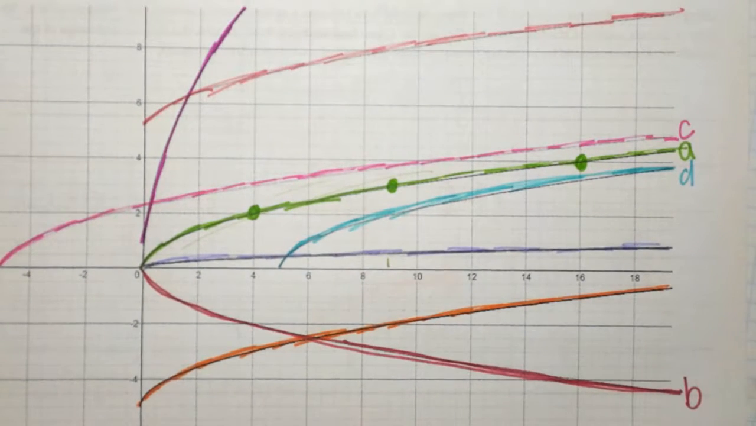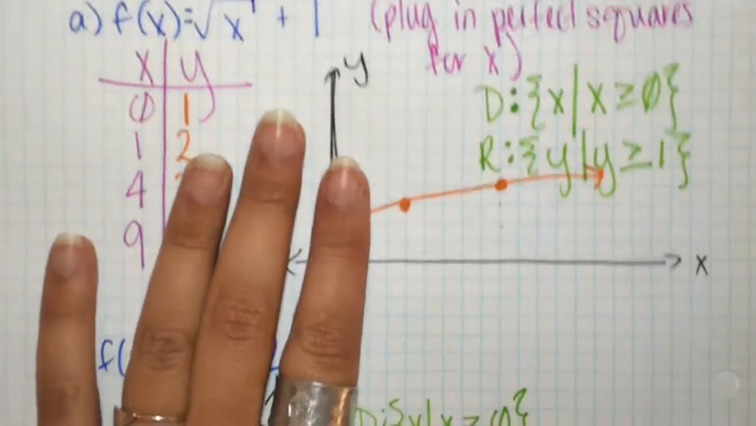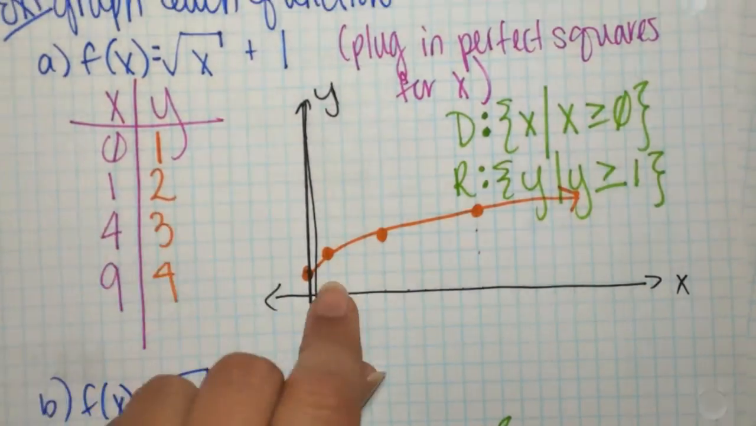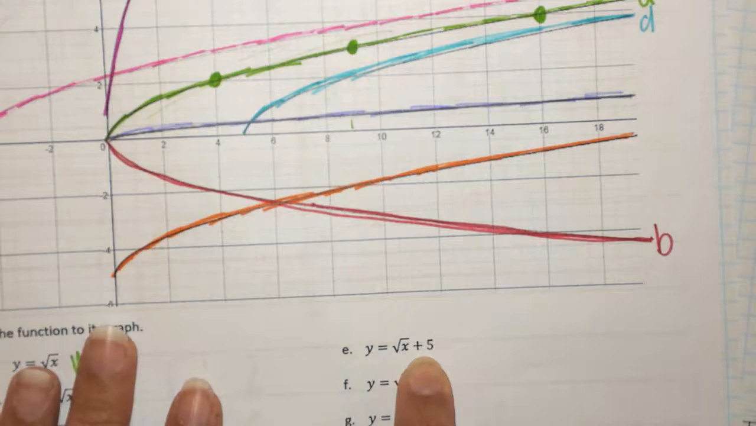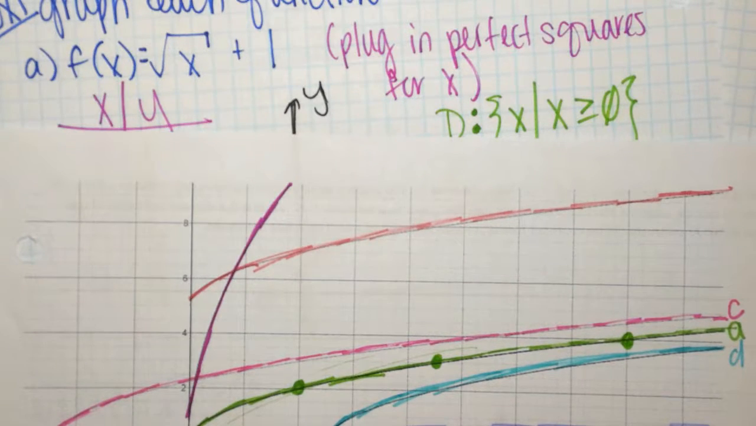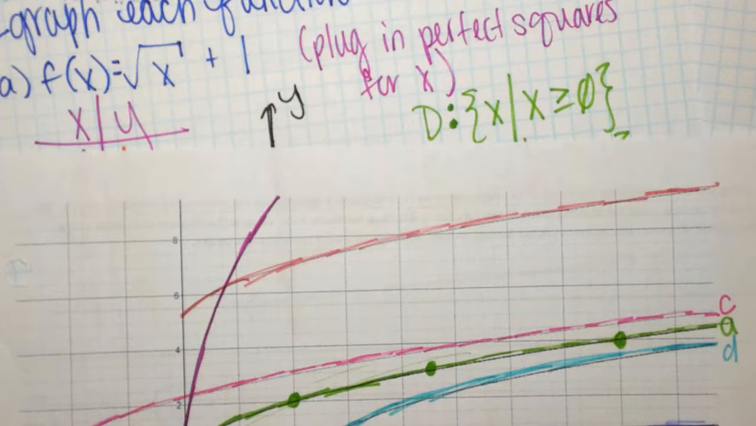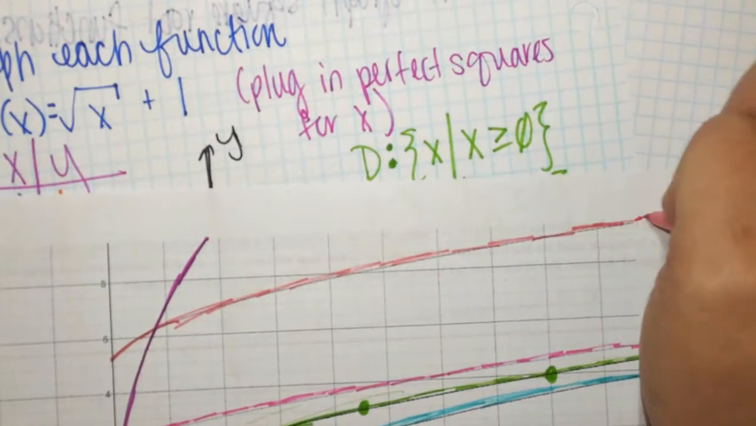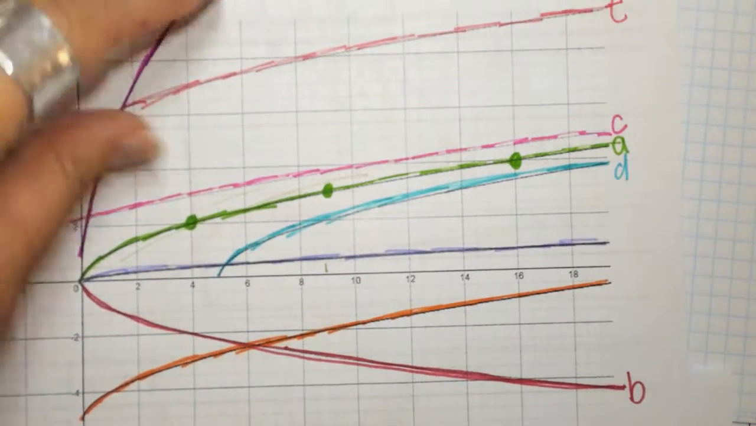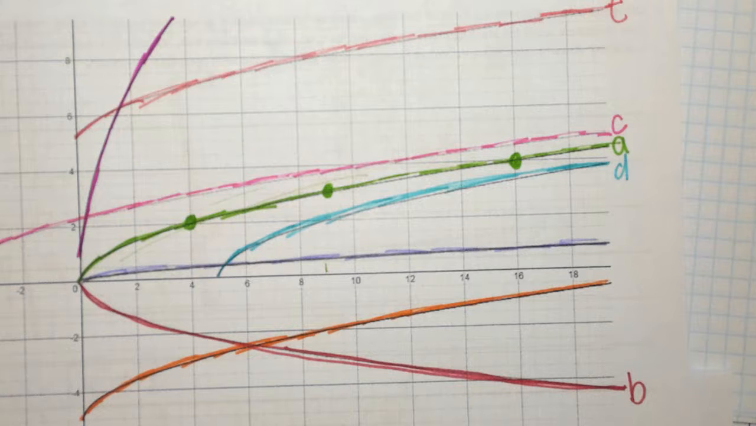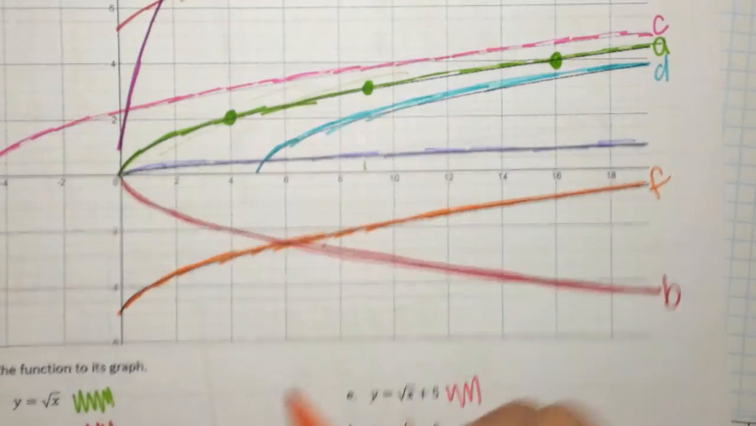Are we ready for E? All right, so E is plus 5 on the outside of the radical. And we did one like that right here. So when we said plus 1, what did it do to our parent function? It moved it up 1. So what would plus 5 do? So which one would that be? All the way up? So that's this peachy color. This guy is E. So what would minus 5 do? On the outside of the radical, it would move it down 5. So that's F. That's my orange.